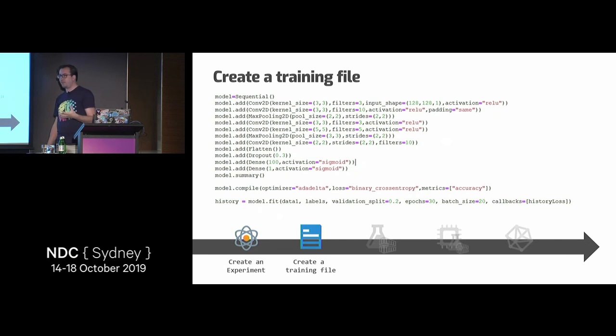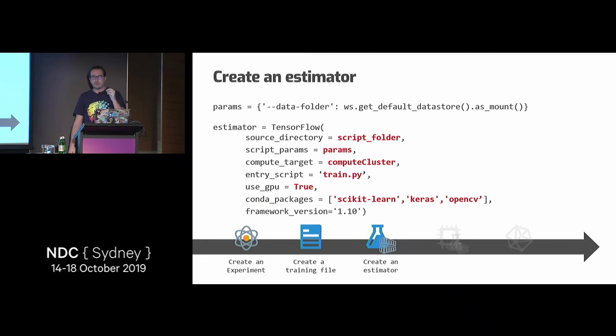You have to create a training file, and this is the file that will actually do the training. So this is a Keras file that creates a deep learning model with multiple layers. This is what typically your data scientist will facilitate or create for you. So you need that file that actually does the training. To run that file, you need to create an estimator. And you can see the estimator as the configuration for the Docker container where the training process is going to run in.